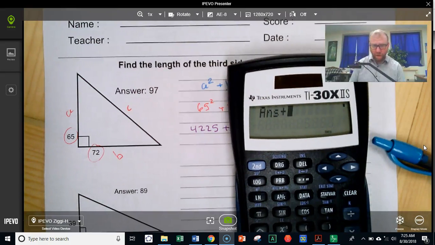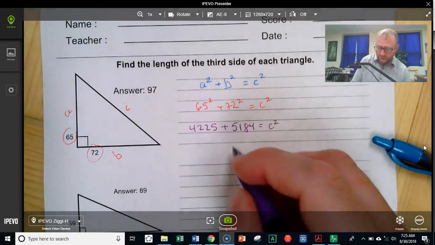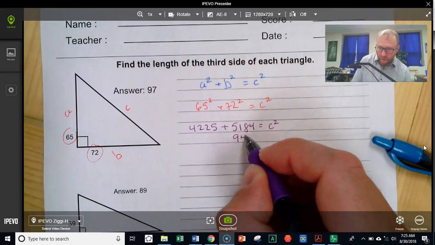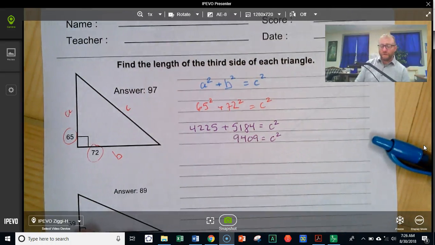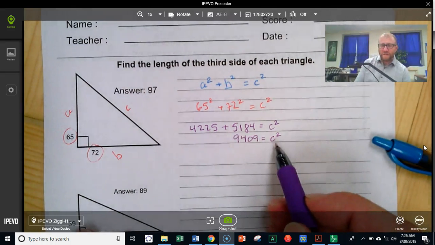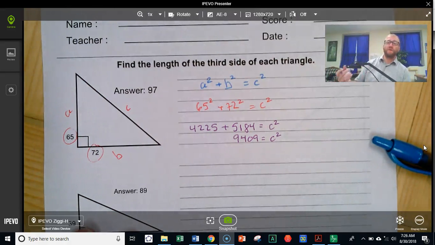5,184 plus 4,225 is 9,409. So I end up with 9,409 equals c squared. So this is c squared. That's not the actual length of c. It's what I'd get if I squared that, if I multiplied it by itself.